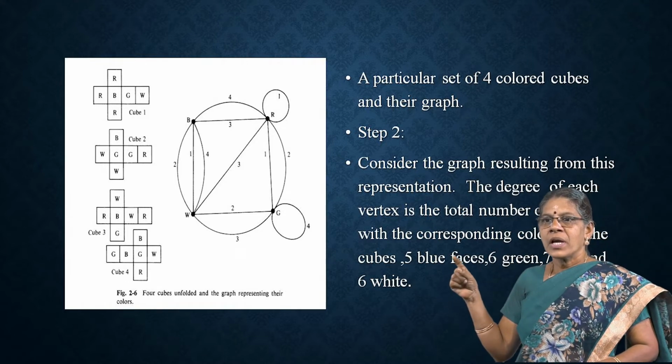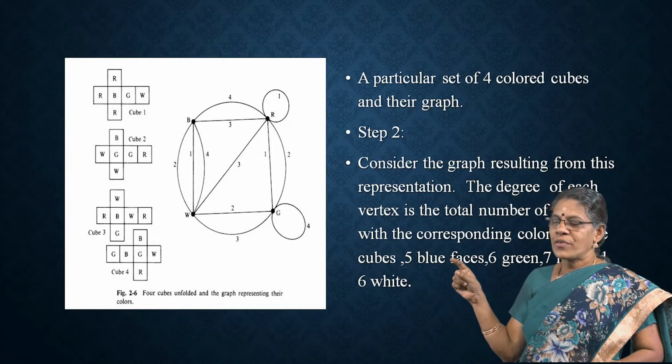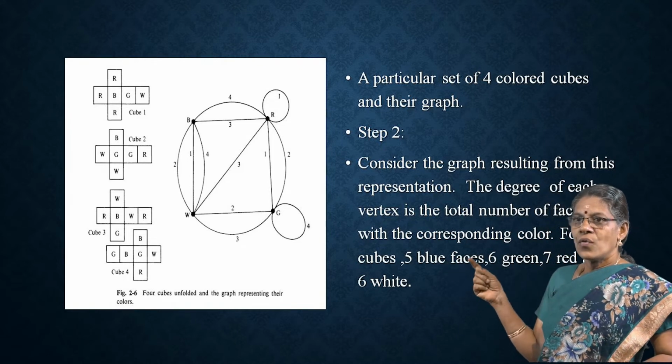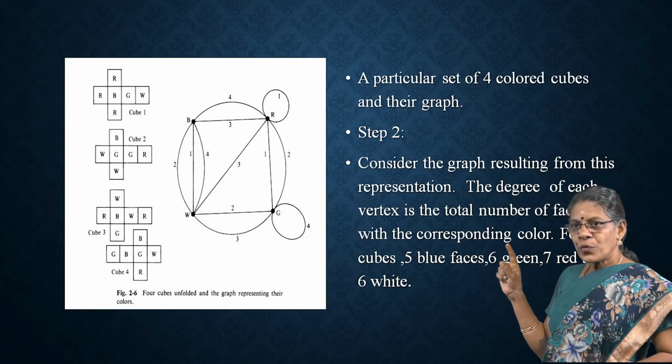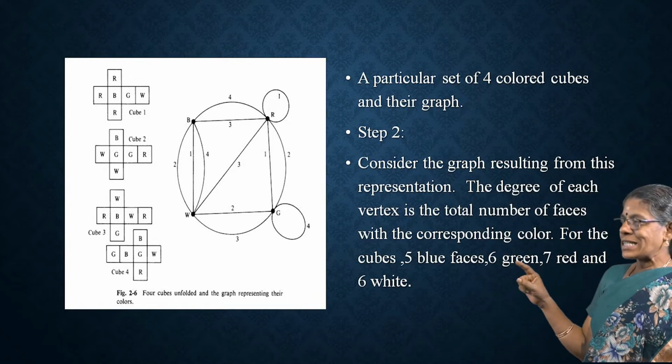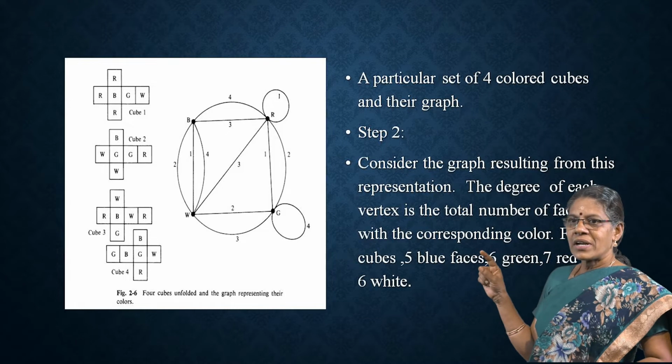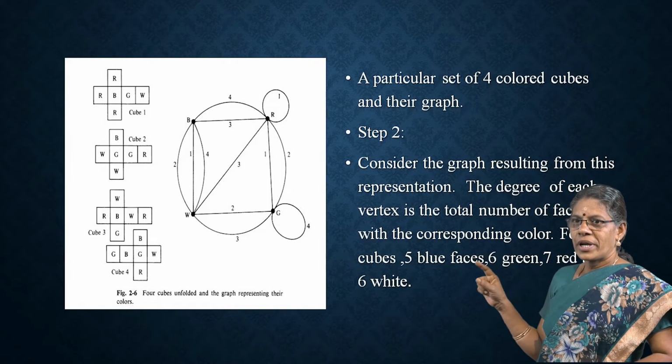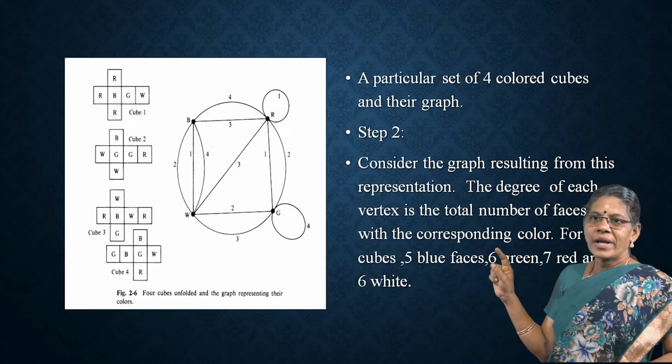Finally, the degree of each vertex is the total number of faces with the corresponding color. For the cubes, 5 blue faces, 6 green faces, 7 red and 6 white. Okay, totally 24 we obtained. Okay, next.